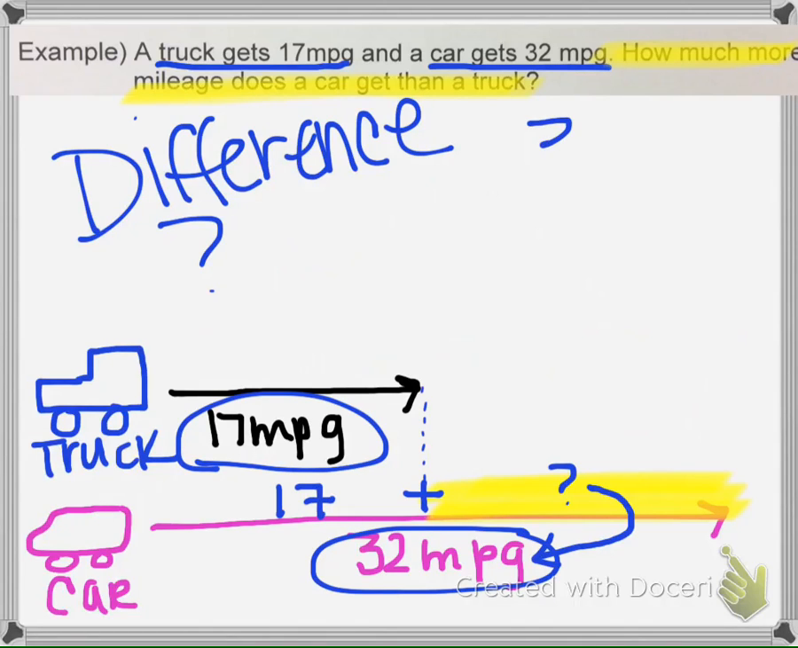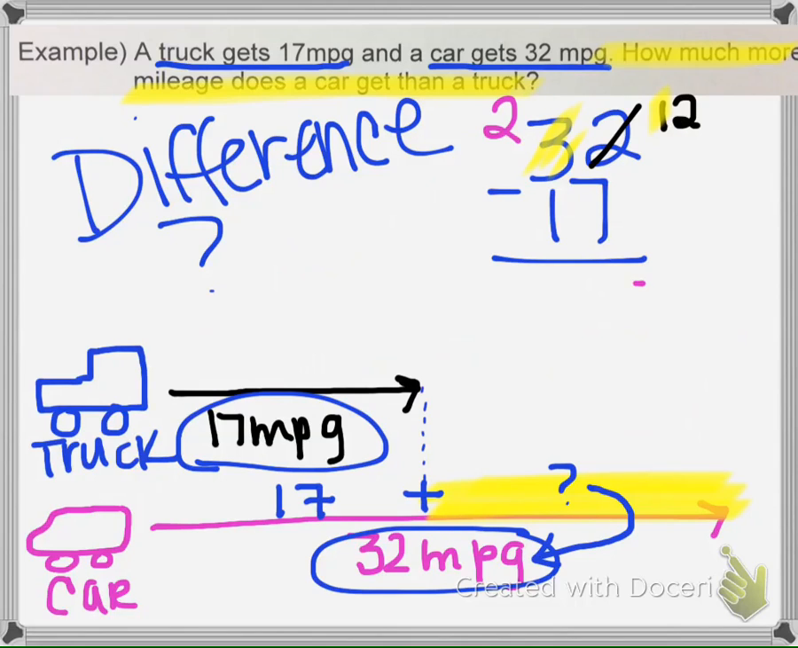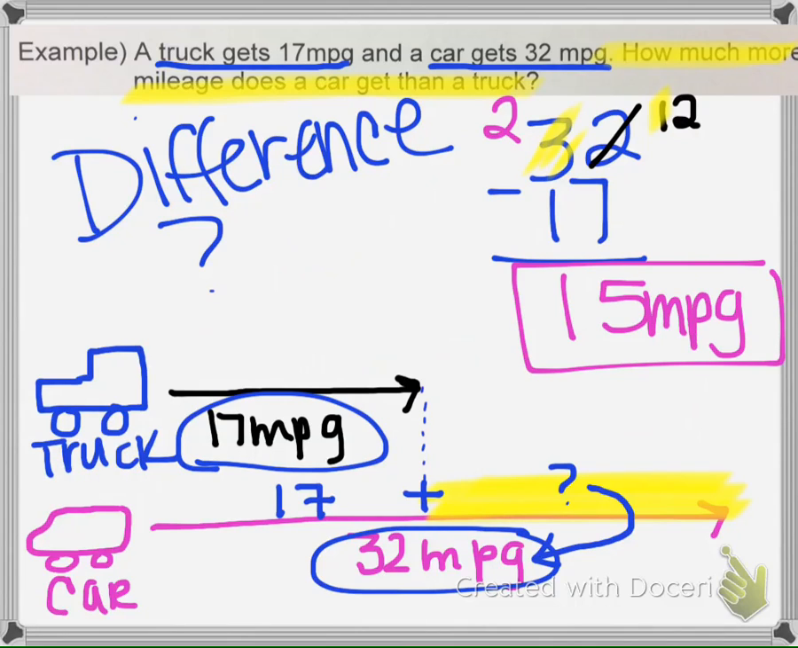So if we take 32 and subtract 17, we're going to have to borrow here, make that a 12, and we had to get this 1 right here from this 3 right here, so we have to make that a 2. So a car can go 15 miles per gallon more. So if we were to add 15 and 17, we would get 32.